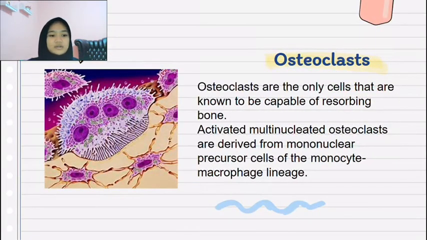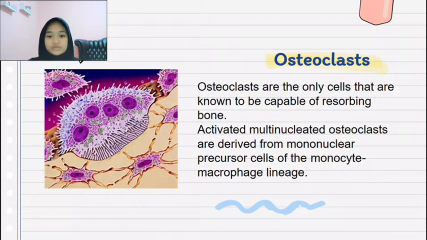Next, osteoclasts. Osteoclasts are the only cells that are known to be capable of resorbing bone. Activated multinucleated osteoclasts are derived from mononuclear precursor cells of the monocyte macrophage lineage.